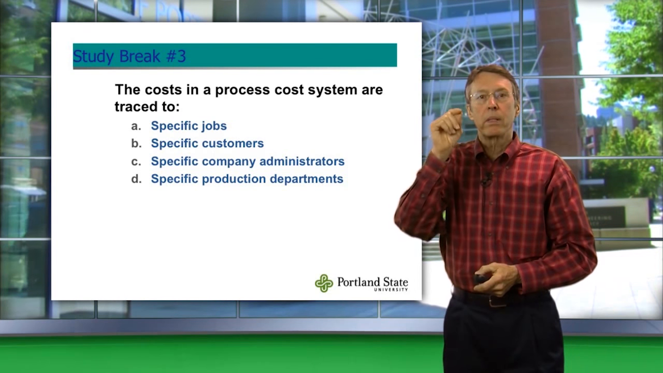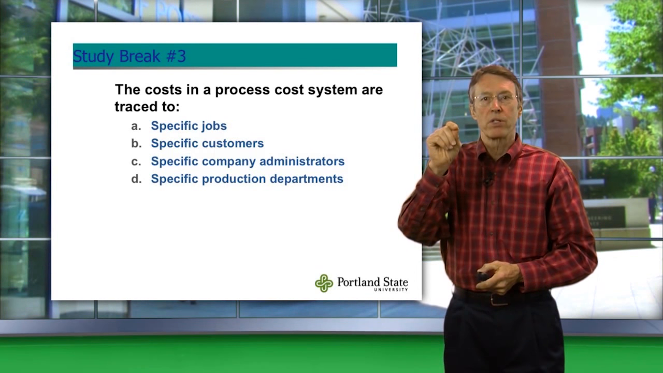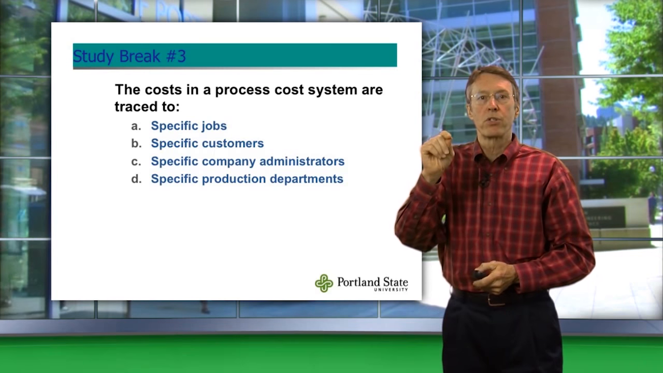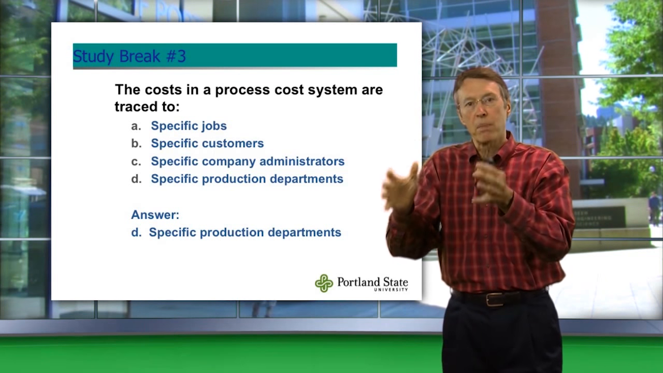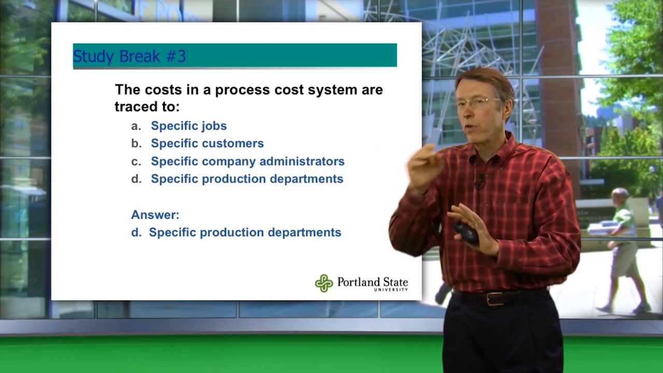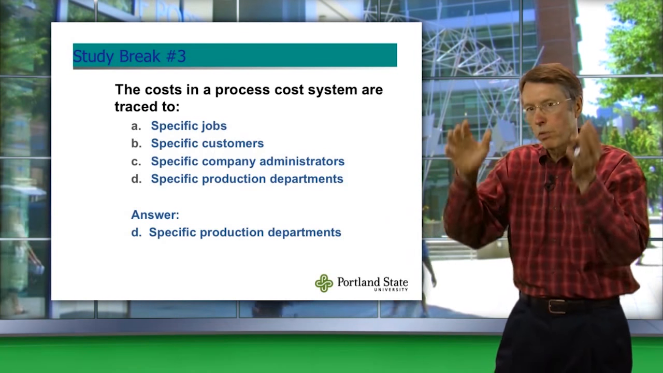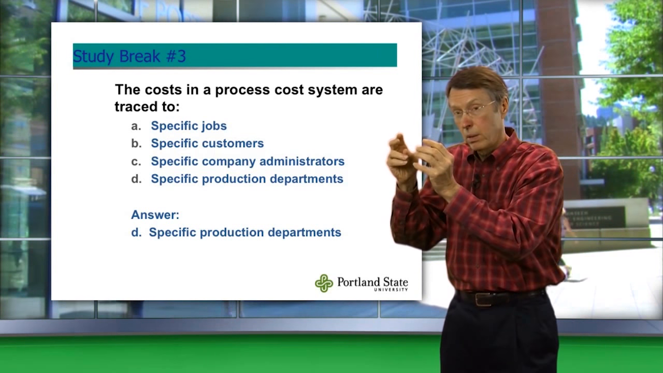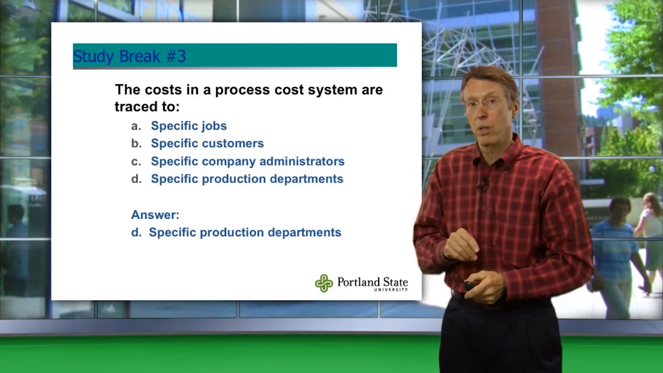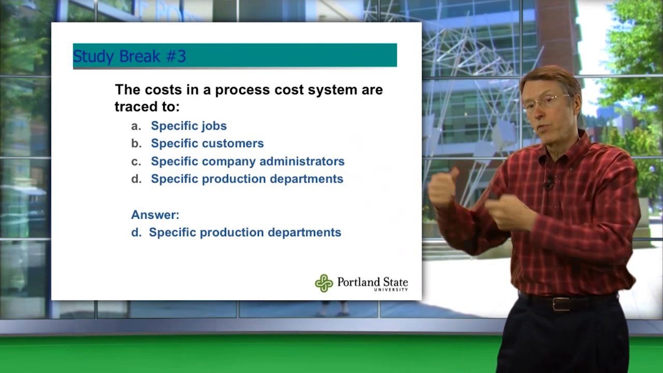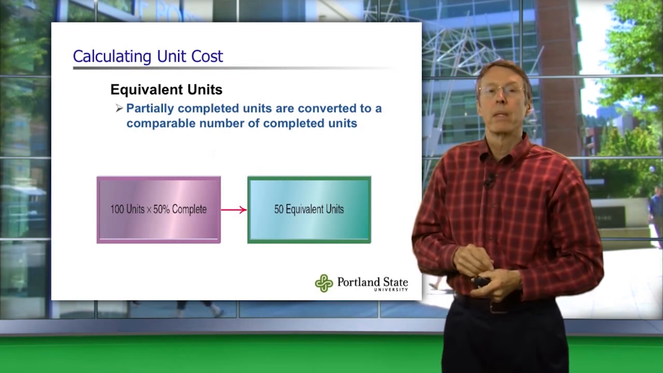In this instance, with a process cost system, we're tracing the costs to specific departments. Very different than what we saw in Chapter 2, where we're tracing costs to specific jobs. Here we're tracing the cost to departments, and then the product moves through the departments.